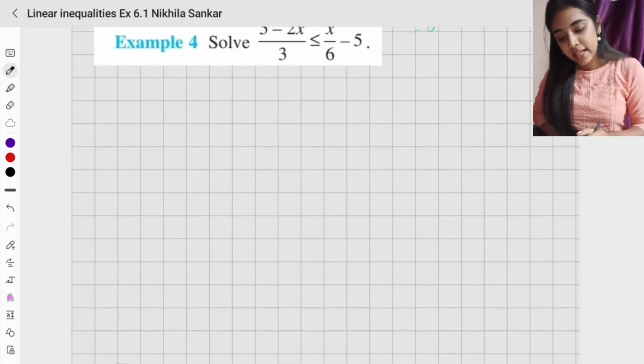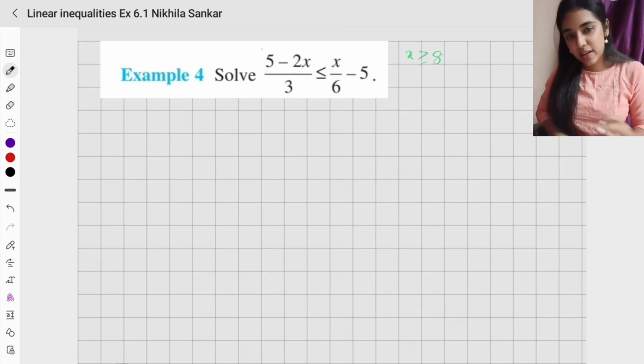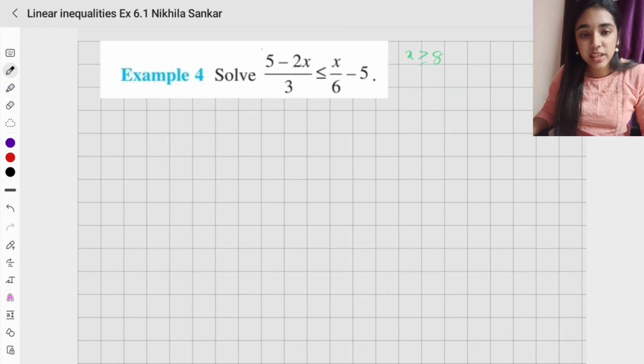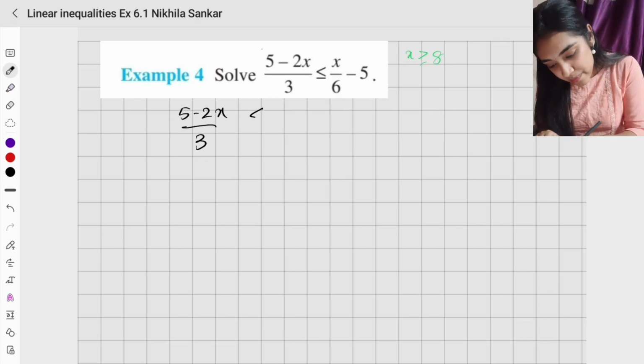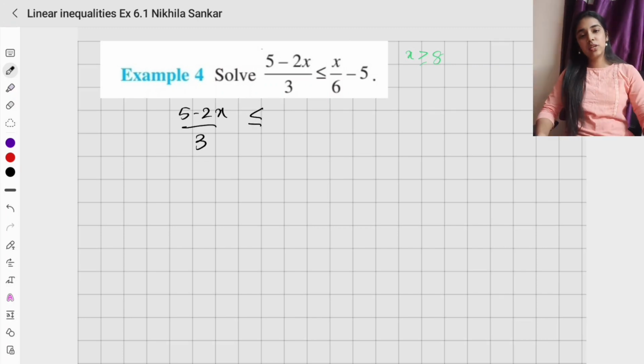Example 4. Anyway, the sums are slowly going to get bigger and bigger. Okay, so you just have to do the same thing. Without making mistakes in the calculation, change the inequality whenever you're dealing with negative numbers. That's all. Okay. Now 5 minus 2x divided by 3 less than or equal to. So far we were looking at strict inequality. Now we are going to look at slack inequality.